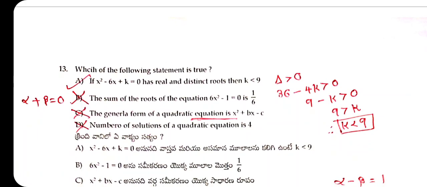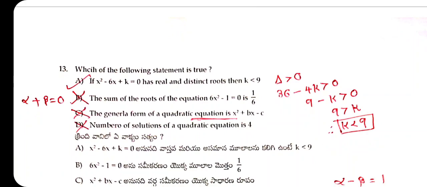Which of the following statements is true? See, x square minus 6x plus k is equal to 0 has real and distinct roots. Real and distinct means what? Delta greater than 0. So delta means what? B square minus 4ac. B means 6. 6 square means 36 minus 4 into 1 into k, minus 4k, greater than 0. 4 9s are 36, 4 1s are 4. So 9 minus k is greater than 0. 9 is greater than k, k less than 9. So the first option is correct.